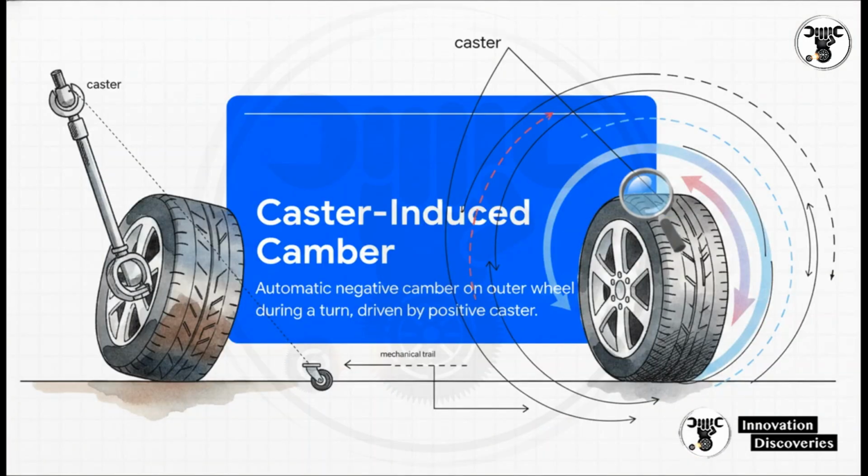Okay, next up is caster. That's the tilt of your steering axis. Positive caster creates what we call mechanical trail. It's essentially dragging the tire behind its pivot point, kind of like a shopping cart wheel. That trail is exactly what gives you that heavy, strong steering feedback and solid straight line stability. But here's where the real magic happens: caster-induced camber change. When you turn that steering wheel, positive caster automatically generates negative camber on the loaded outer wheel. It is just an elegant geometric interaction. It maximizes your grip dynamically, and it does it without requiring any suspension travel whatsoever.